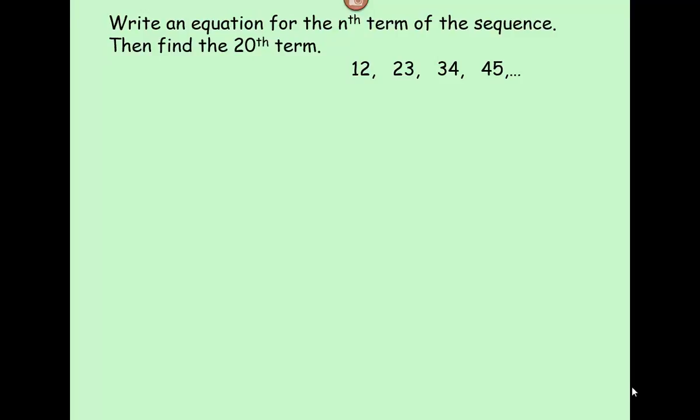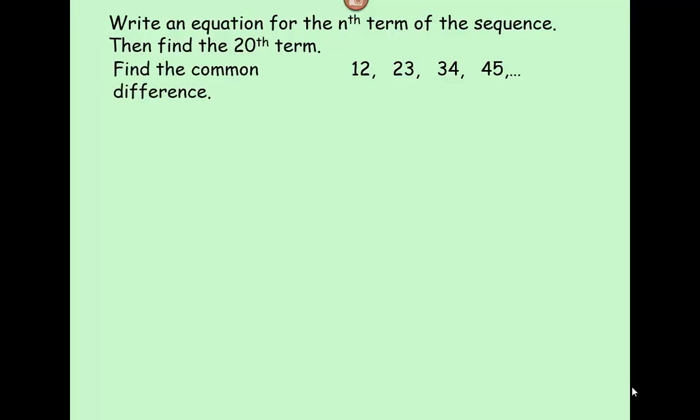I said when we were working these to be very careful, because this is actually asking you to do two different things. You're asked to solve two problems. The first one is to find a general equation for the nth term of the sequence, and then after that to find the 20th term. So the first sentence is our first problem.